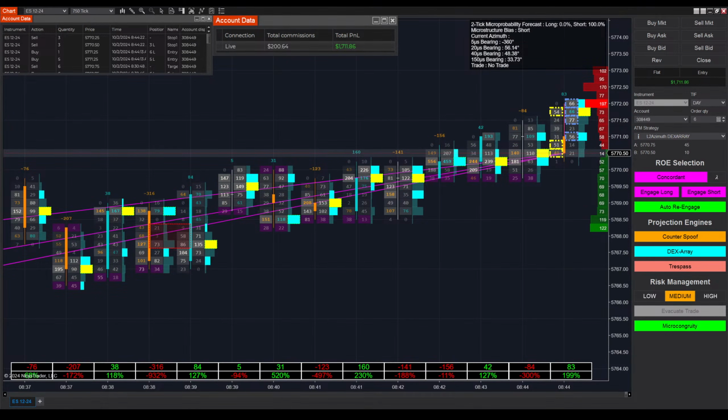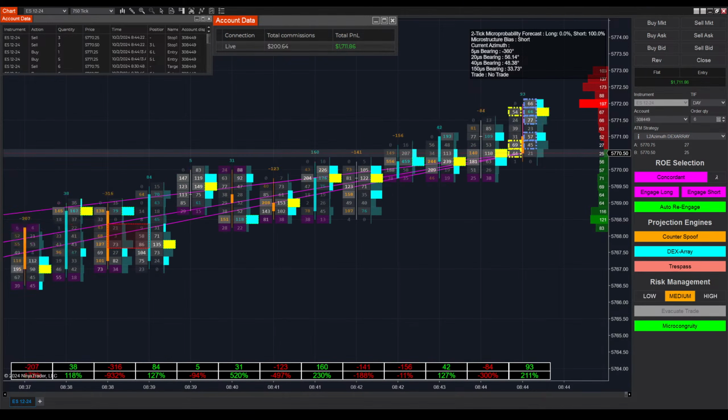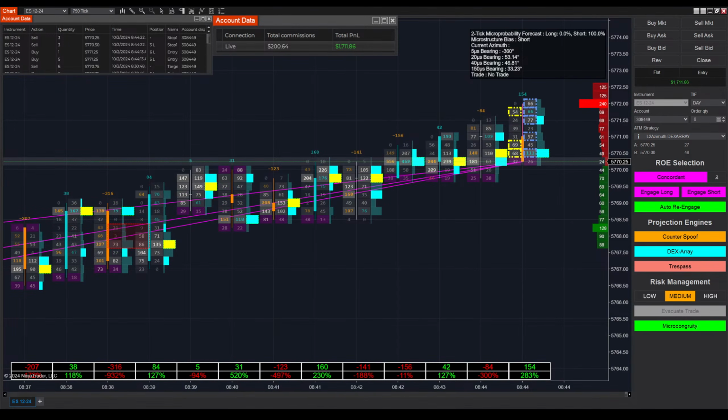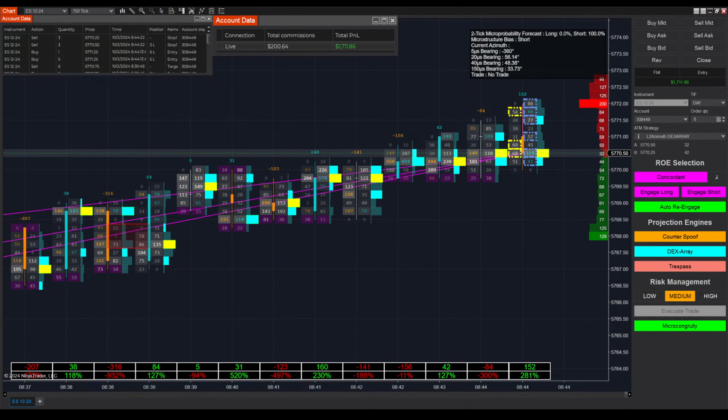You can see there we ended up losing that trade, unfortunately. I believe that was a trespass trade. But that's really my answer to that. It just doesn't make sense. It doesn't make sense that I would be targeted in that way because I'm the only one who does this.